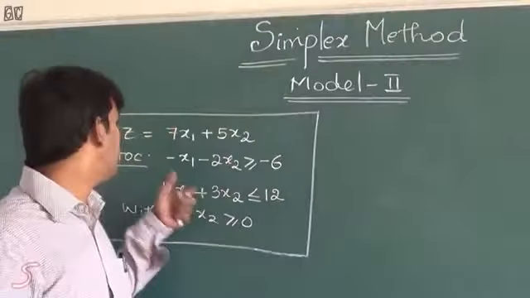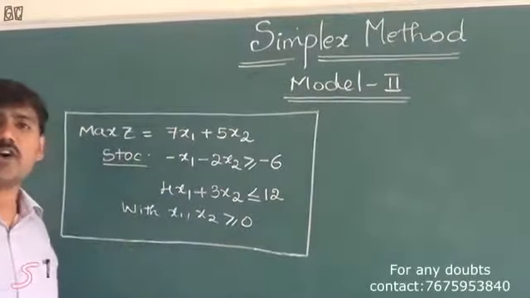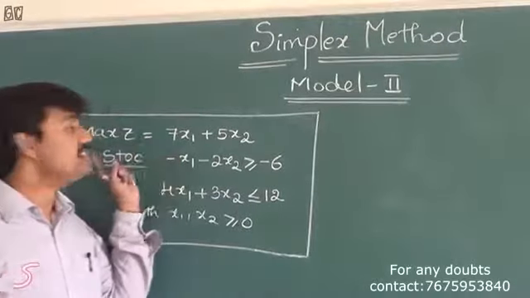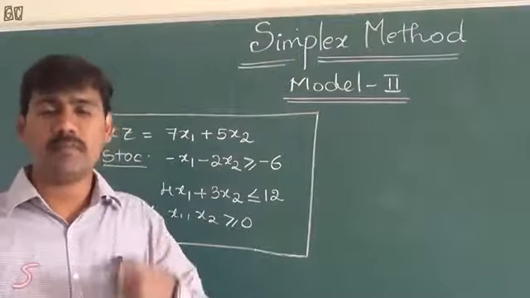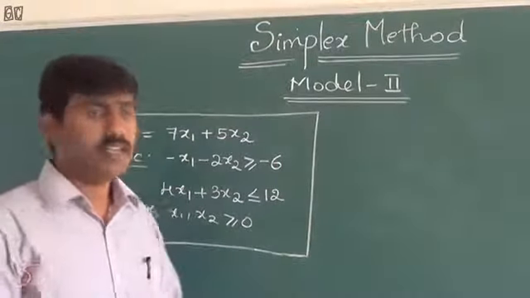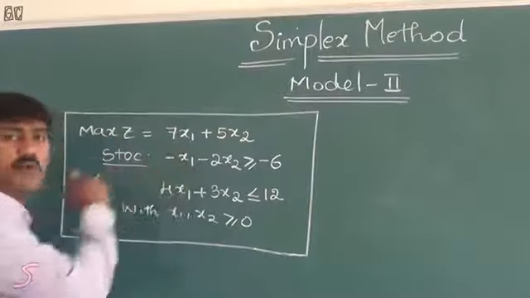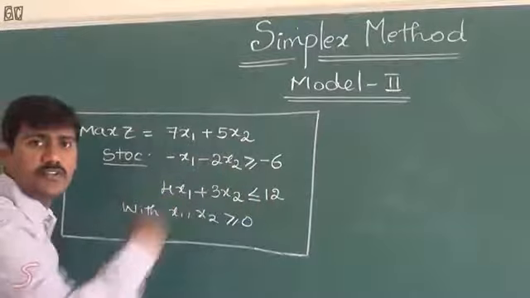First we have to check whether the given objective function is in the form of maximization or minimization. If it is maximization, we move on to the next step. If it is minimization, convert it into maximization by using the minimax theorem. Here the given objective function is in the form of maximization. After that we are going to check the subject constraints.